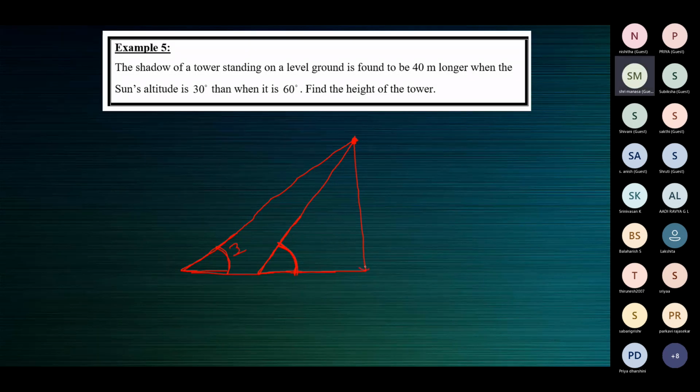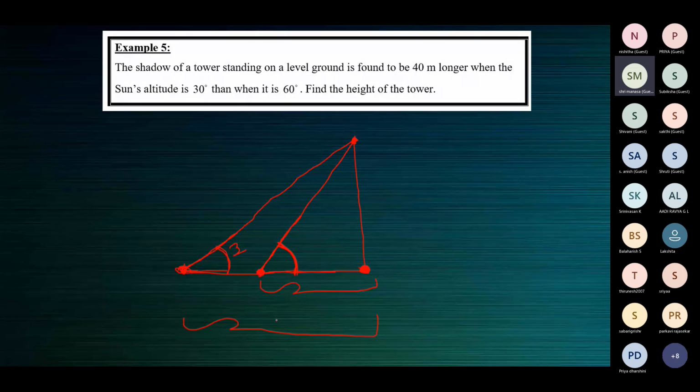So this is the foot of the tower. From the foot of the tower to this point is the length of one shadow. From the foot of the tower to the other point is the length of the other shadow. See, from here to here is not the length of the shadow. From here to here.